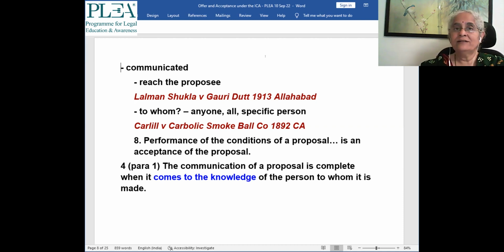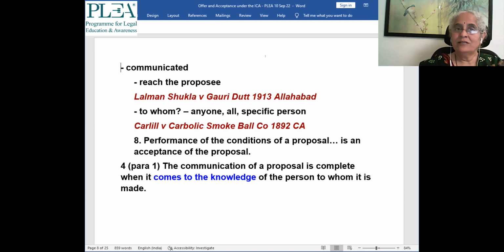But the court held that here is a person to whom the proposal is not communicated. And therefore, there is no question of it being a contract, and therefore no question of his getting the prize amount. Now that brings us to the question, to whom should it be communicated? Here is where I classify offers into basically two types. One is which is made to a specific person.